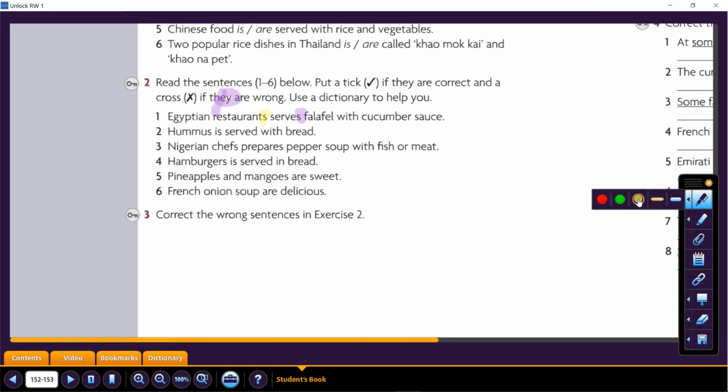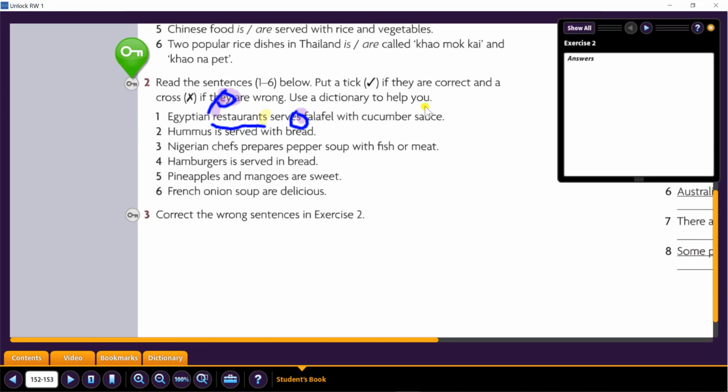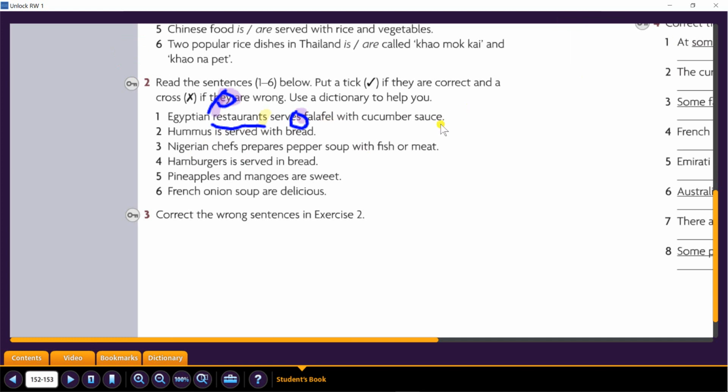Let me write it like this. This is plural. Okay, this one is plural. But what about this one? This is singular. Do you remember? Amal works. So this is the 3rd person singular S. Is it correct? No. So the first sentence is wrong.